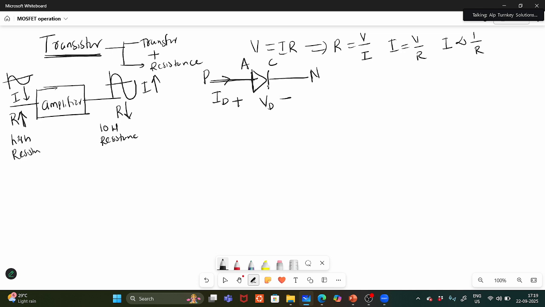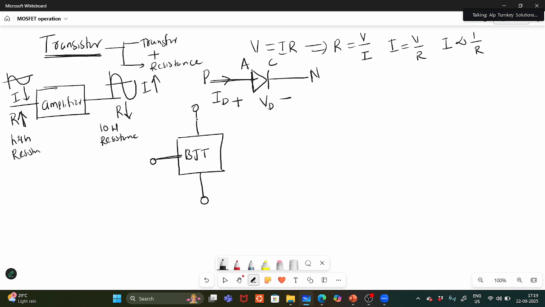So the scientists invented the three terminal device. In a three terminal device, by varying one terminal, we can vary the other terminal. Like you already studied about the BJT. BJT is how many terminal device? Three terminal device, bipolar junction transistor. Bipolar junction transistor means the current is due to both majority and minority carriers.